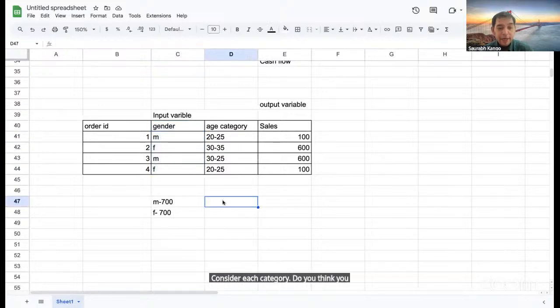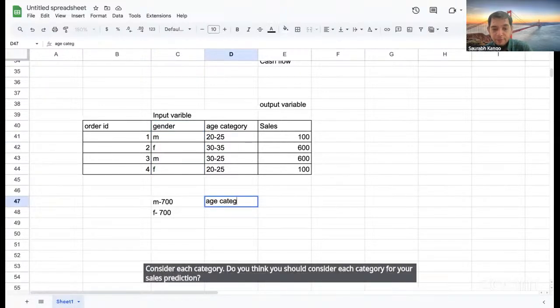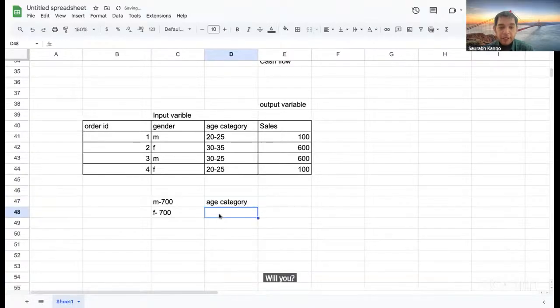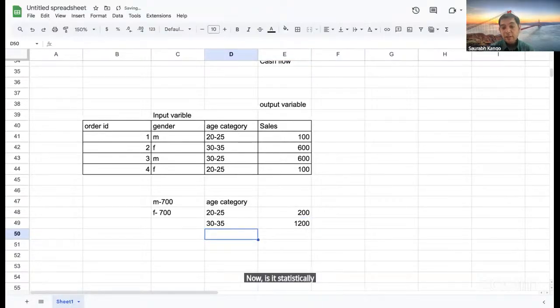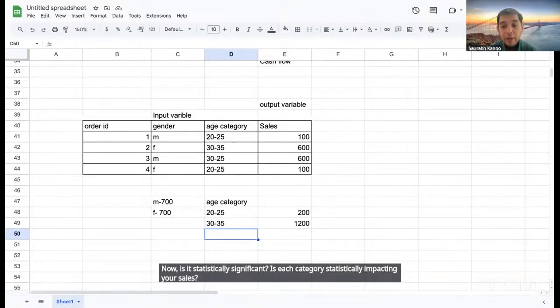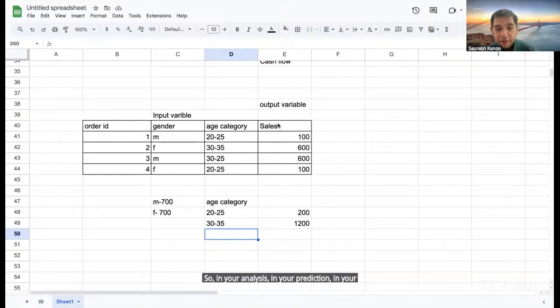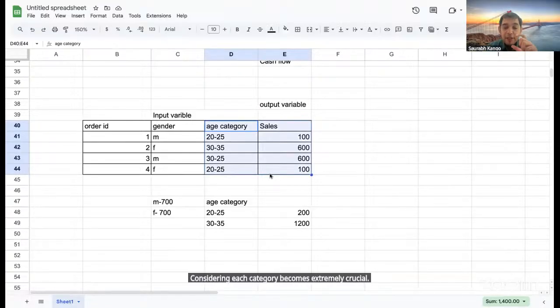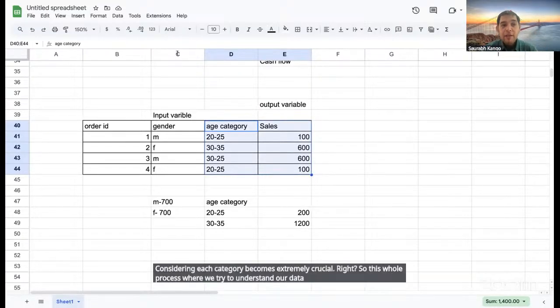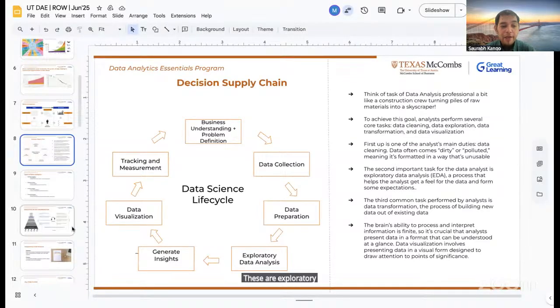Consider age category. Do you think you should consider age category for your sales prediction? In age category, 20 to 25 has the sales of 200 and 30 to 35 has the sales of 1200. Now, is it statistically significant? Is age category statistically impacting your sales? So in your analysis, whenever you're trying to analyze your sales, considering age category becomes extremely crucial, right? So this whole process where we try to understand our data really well is our exploratory data analysis.